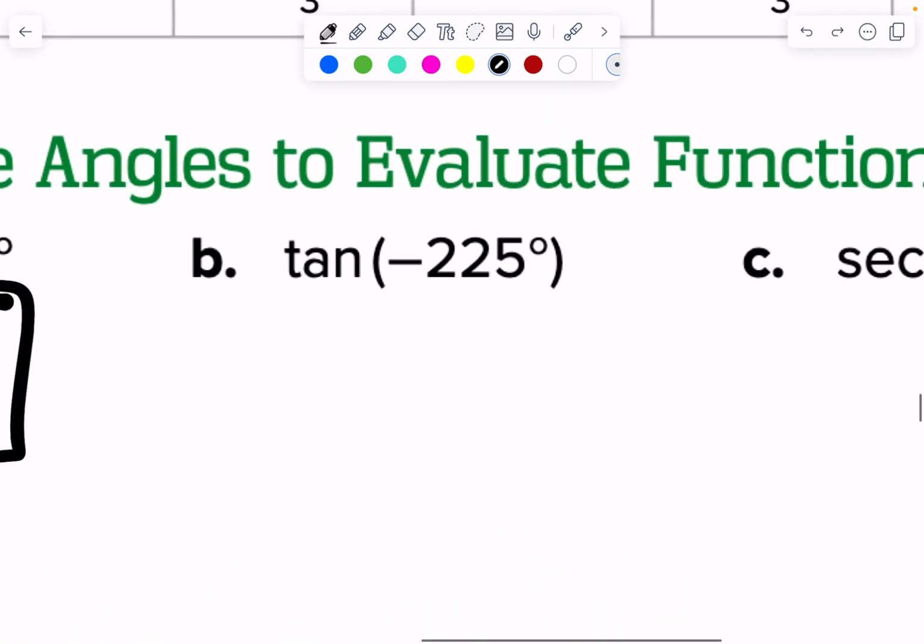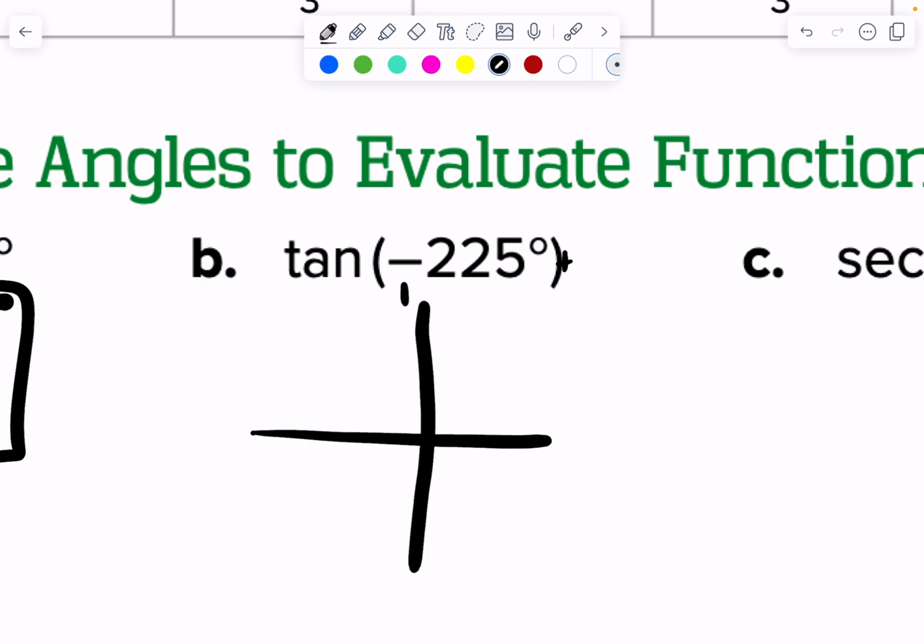Okay, tangent of negative 225. I'm going to add 360 to that so that I can find a better angle. So 360 and negative 225 is, I'm trying to do math in my head. 360 minus 225, I'm going to do the longhand way. I can't math right now. 135. I don't know why I can't think of that.